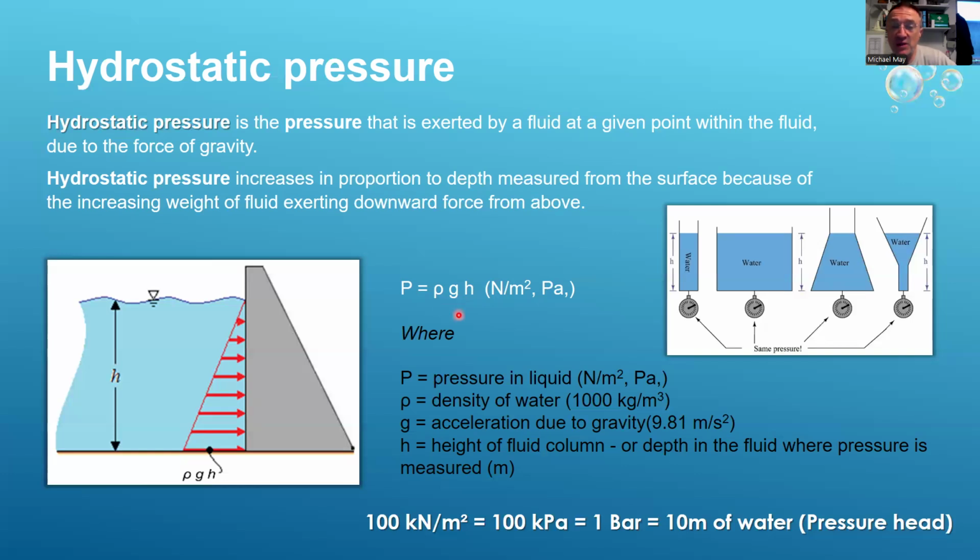So in this particular case, because we're dealing with water, we can drop the density because the fluid is consistent. The acceleration due to gravity is a constant, so we can drop that. So we can simply express the pressure in terms of that elevation h, and we call it meters of water pressure or pressure head.